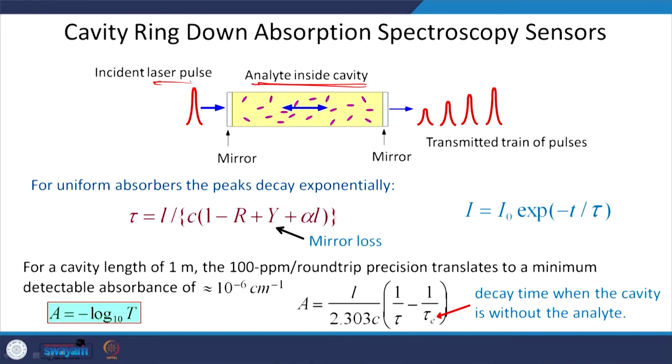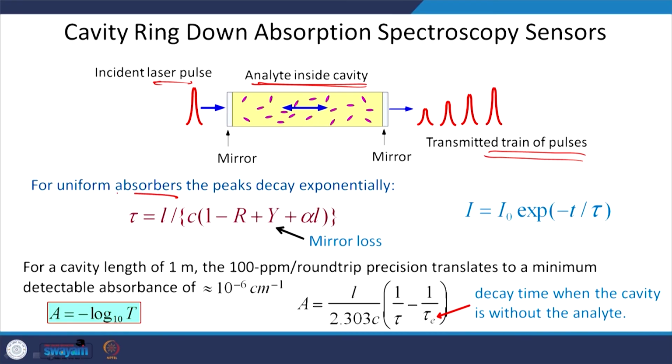Cavity ring down absorption spectroscopy sensors. In this kind of sensing, you have a cavity which has the analyte inside it, and when a laser pulse is incident on it, it gets absorbed, and after back and forth reflections you have a transmitted train of pulses.